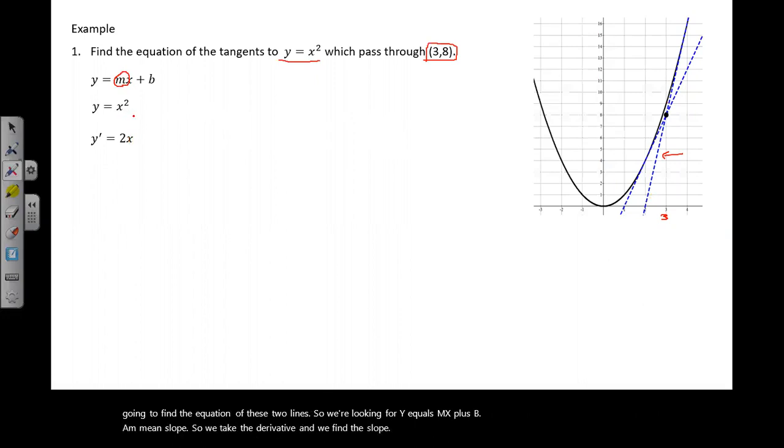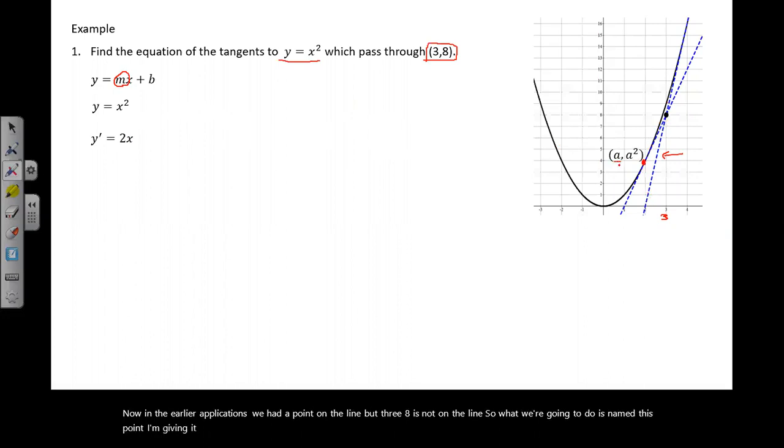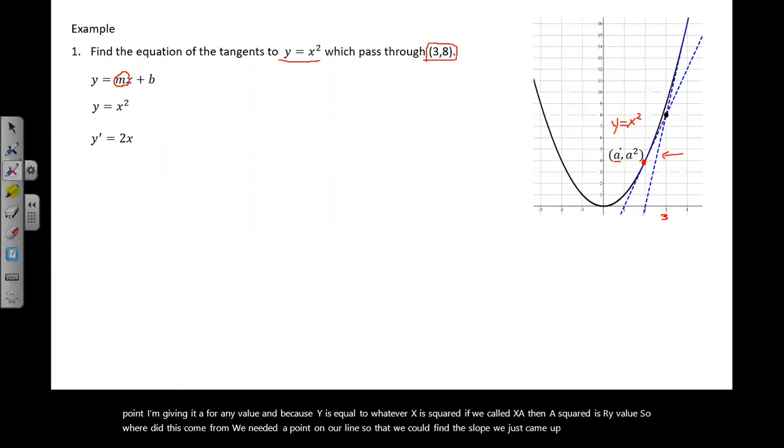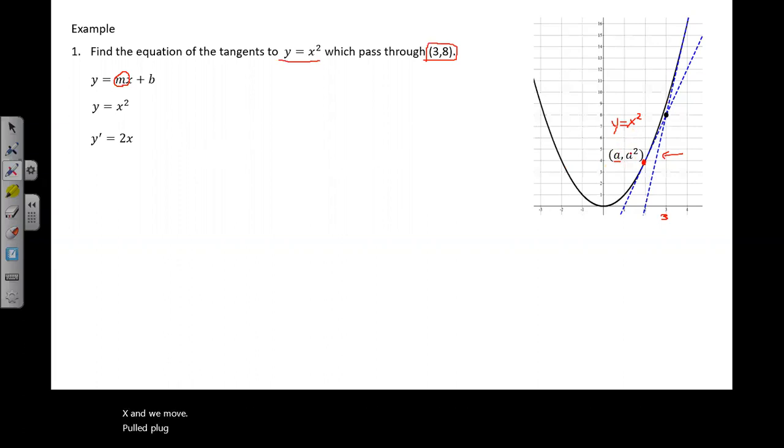Now, in the earlier applications, we had a point on the line, but (3, 8) is not on the line. So what we're going to do is name this point. I'm giving it a for any value, and because y is equal to whatever x is squared, if we called x a, then a squared is our y value. So where did this come from? We needed a point on our line so that we could find the slope. We just came up with any value for x, and when we plug that any value in, we got a squared for y. So at a squared, the slope is 2a.